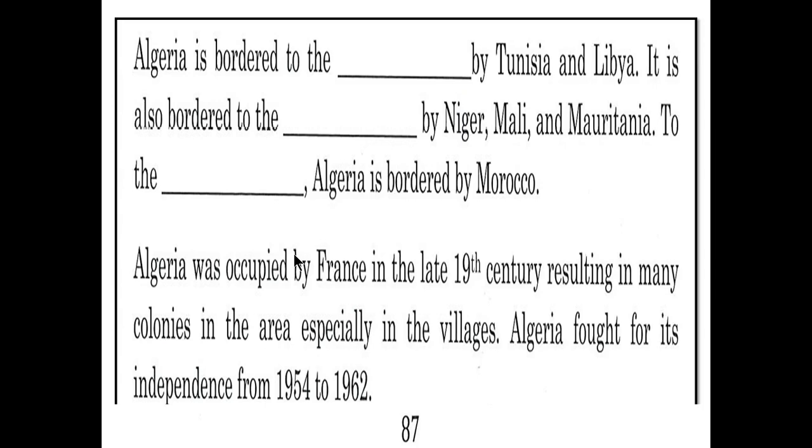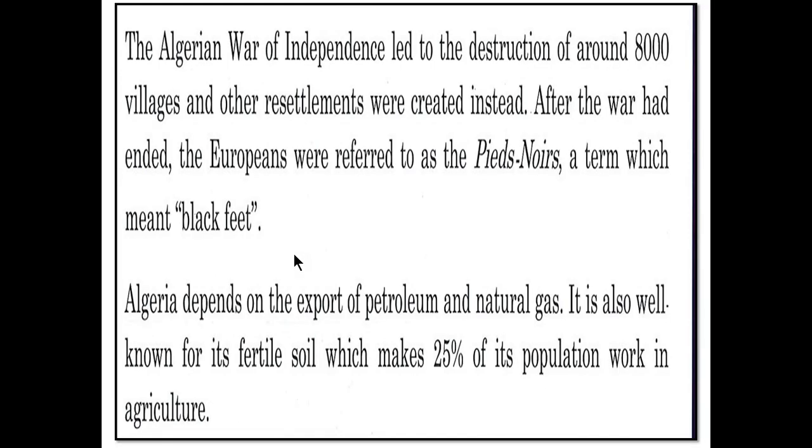Algeria was occupied by France in the late 19th century. As I told you before, Algeria was occupied by France in the late 19th century, resulting in many colonies in the area, especially in the villages. And Algeria fought for its independence from 1954 to 1962. Now let's talk about the further part of the lesson. The Algerian War of Independence led to the destruction of around 8,000 villages, and other resettlements were created instead.